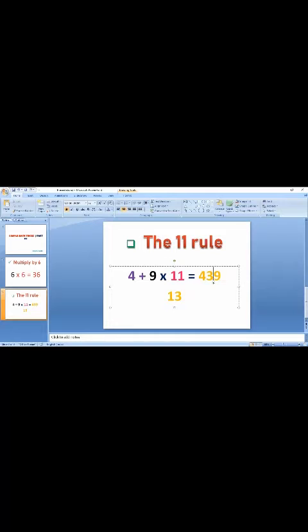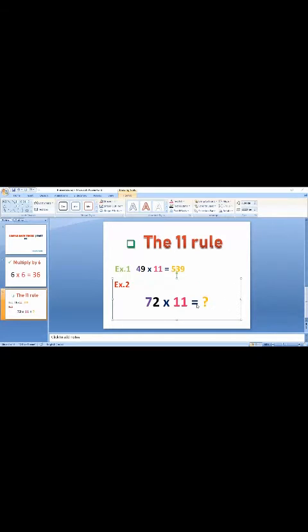and add the tens digit to the first number. What's the tens digit? 1 is the tens digit. What's the first number? It's 4. So add 1 to the first digit. So 4 plus 1 is equal to 5. And we got the answer. So 49 into 11 is equal to 539.